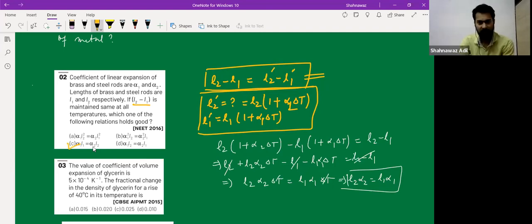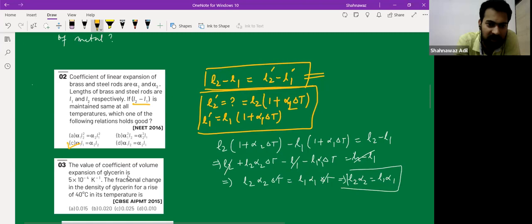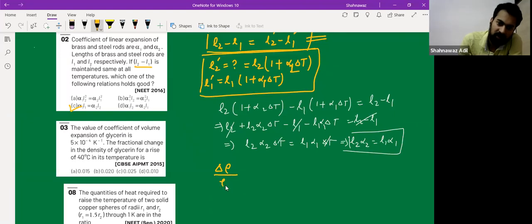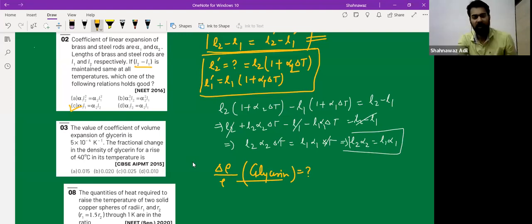Yes, sir. Okay, yes. So the next question is on the coefficient of volume expansion. The value of the coefficient of volume expansion of glycerin is this, and they are asking about the fractional change in the density of glycerin, right? This they are asking, right? And what did we calculate? What was our delta rho?